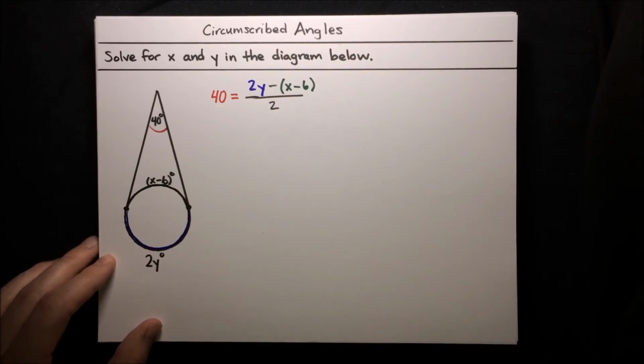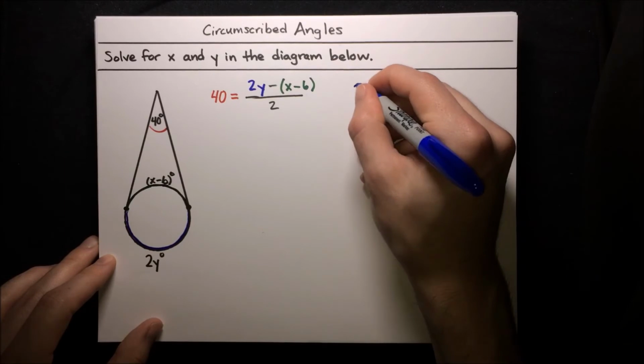Okay, so that's cool. We've got an equation involving x and y, but there is one little issue, and that's how can we solve for x and y with just one equation involving both of them? In order to solve for x and y, we need two equations. A system of two variables requires two equations in order to solve it. So how can we get another equation? Well, remember again that the major arc and the minor arc have to add up to 360 degrees. So that can be our next equation.